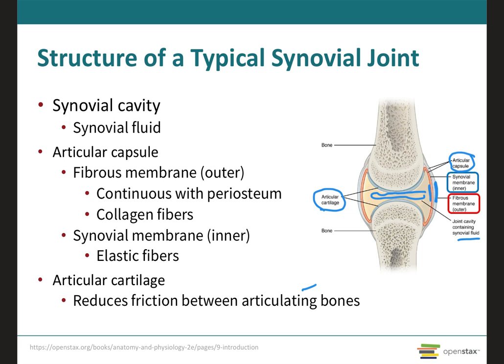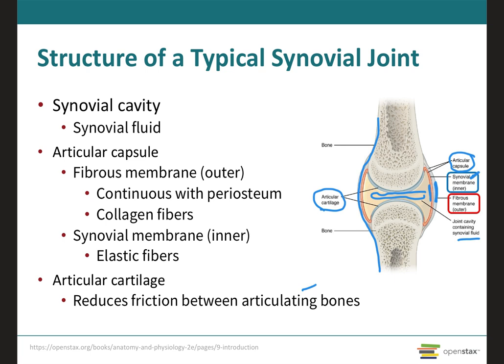So remember, the inner is going to be in contact with the synovial fluid, and therefore it's called the synovial membrane. Now, this outer fibrous membrane will be made up of a dense, irregular connective tissue, mostly made up of collagen fibers, and you can see how it will continue with the periosteum, which, if you guys remember, is going to be that membrane that covers the outer surface of the bone.